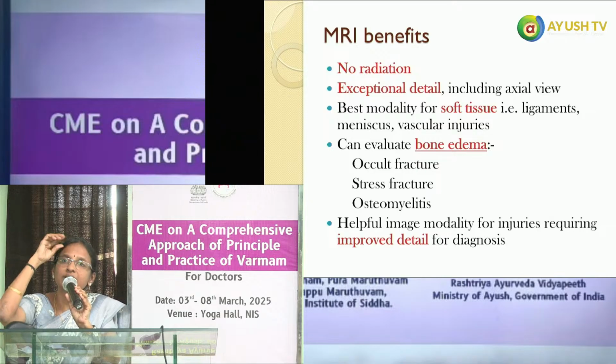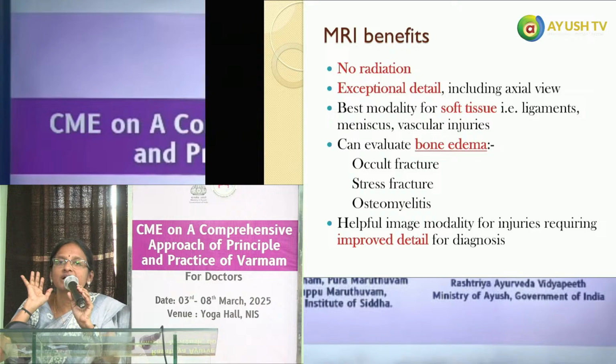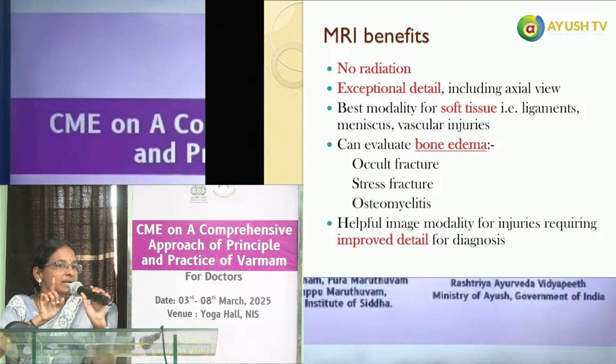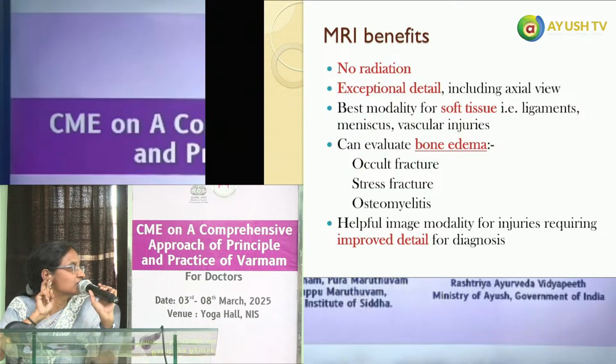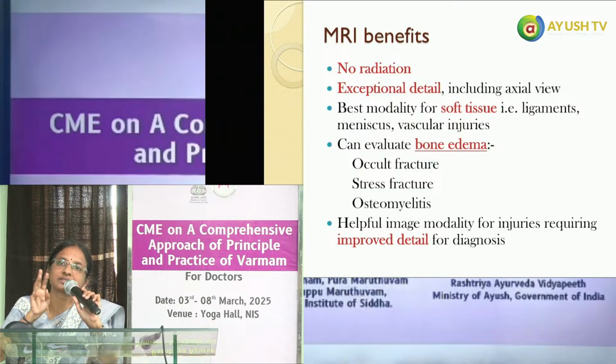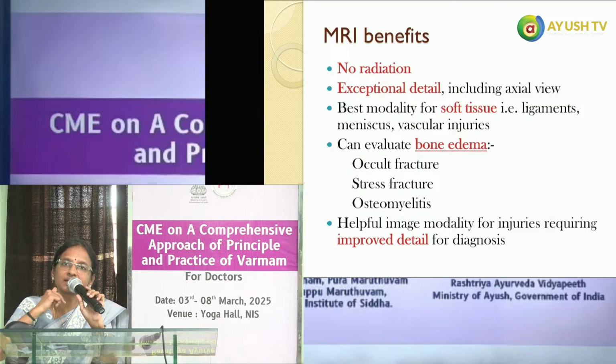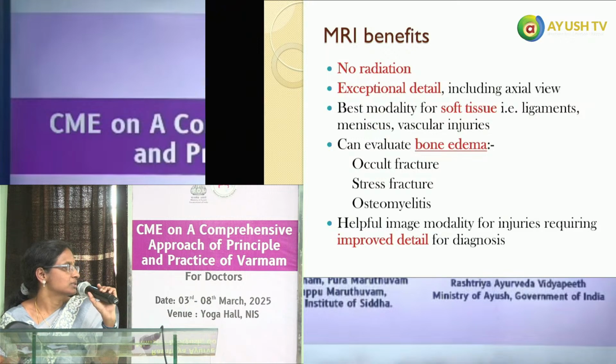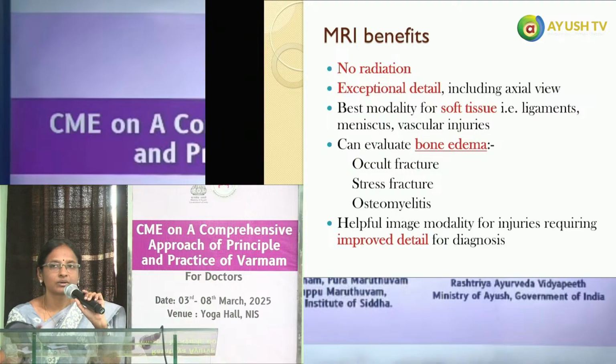So if you want to pick up early fractures, stress fractures, occult fractures immediately after injury, then we will have to do an MRI scan. Why? Because bone edema is identified only with the MRI scan. So it evaluates bone edema, which is important for occult fractures, stress fractures, and osteomyelitis. This is a very important take-home point. In stress fractures and occult fractures, bone edema is the first presentation. Before it is visible on X-ray, we will be able to pick it up on the MRI scan. So it's a helpful imaging modality for injuries requiring mostly all the details you can get with the MRI scan.